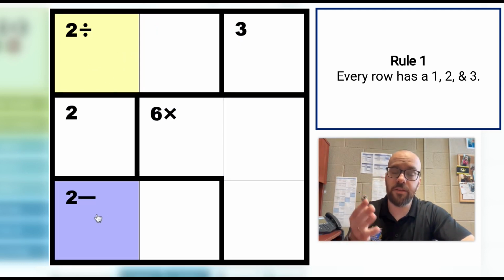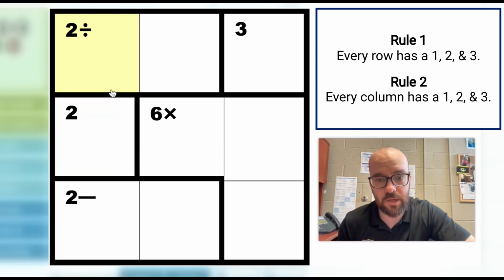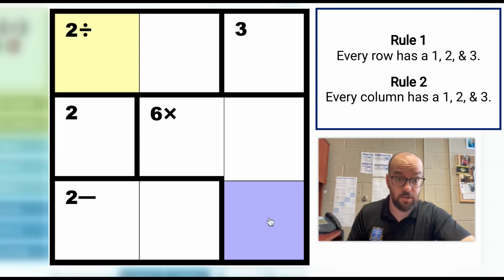The second rule is that every column has to have a 1, 2, and a 3. So there'll be a 1, 2, and a 3 here, a 1, 2, and a 3 here, a 1, 2, and a 3 there. And again, I don't know what order those are going to be in.